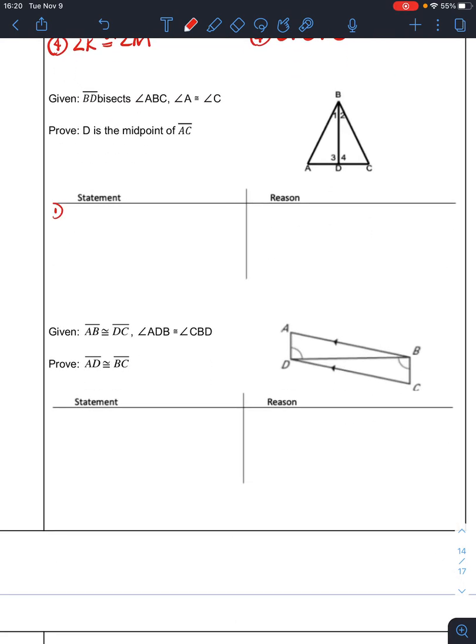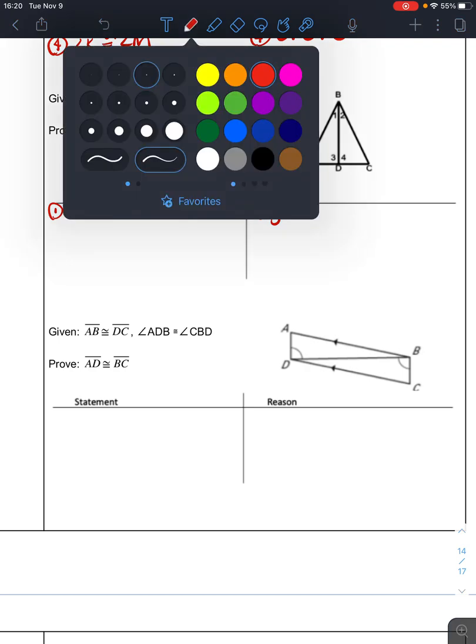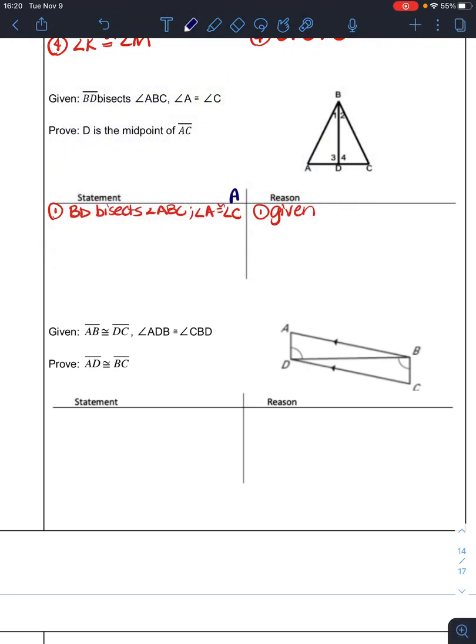Okay, let's look at this next one. So let's first look at what was given. BD bisects angle ABC. I know I'm going to need that in a minute. And angle A is congruent to angle C. So first thing we have is given. Remember, the result of everything is going to be a side congruent to a side or an angle congruent to an angle. Always mark it on your picture, so I know A is congruent to C.